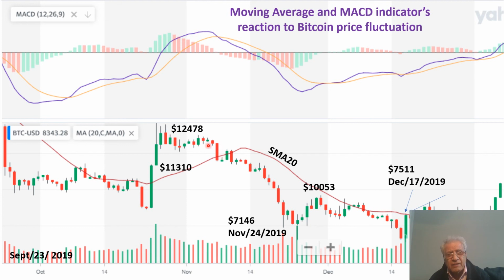And here, from this point, the price is decreasing and cutting the moving average and going down. So the moving average shows downtrend because the price is below the moving average, and the MACD indicator shows downtrend. The blue line is below the orange line. That is the sign of a downtrend.